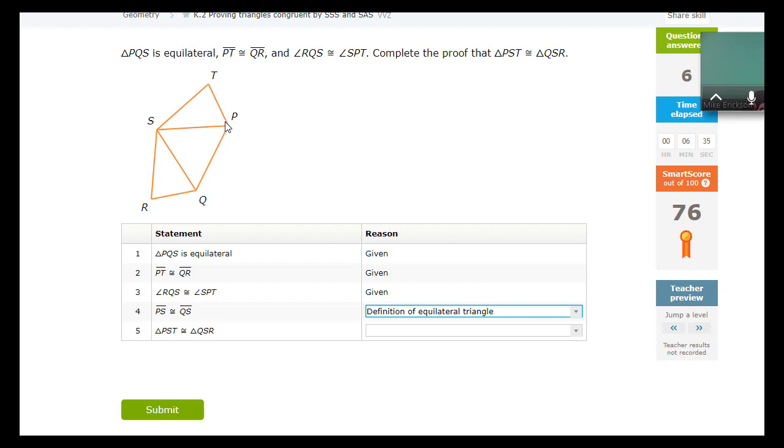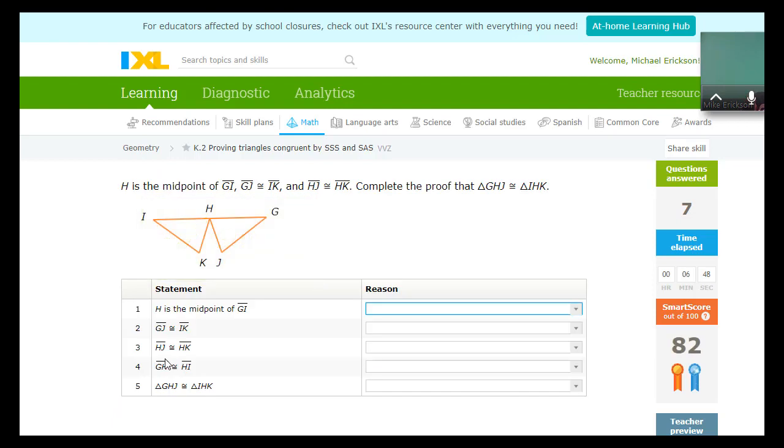So I have a side, an angle, and then another side. So you can see here, there's a side, there's an angle, and there's a side. Steps 2 and 4 were sides. 3 was an angle. This is side, angle, side. I'm at 82.